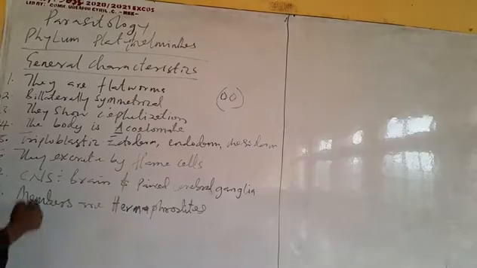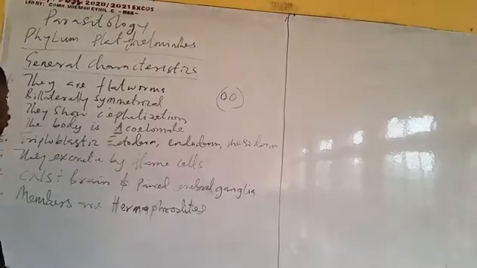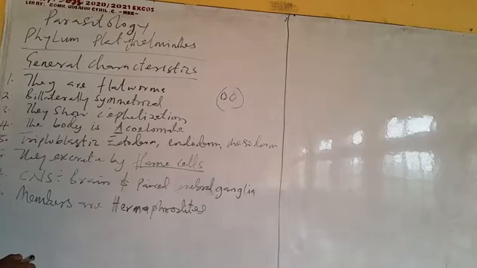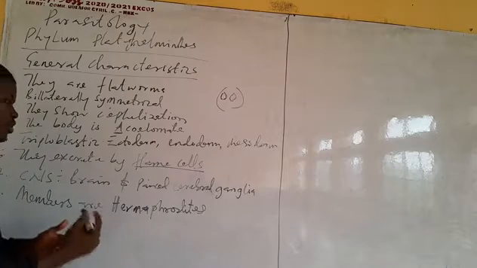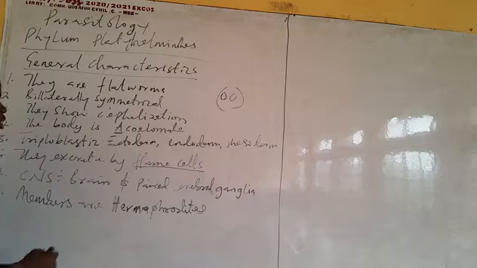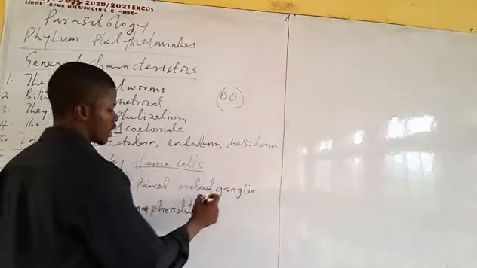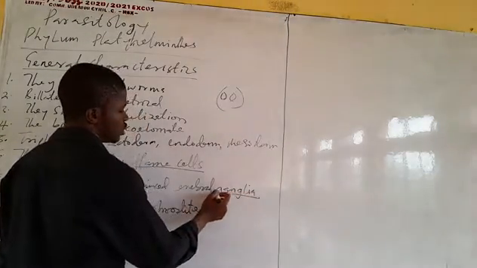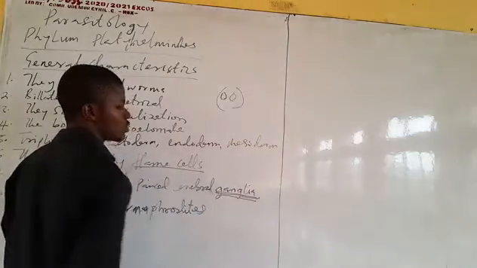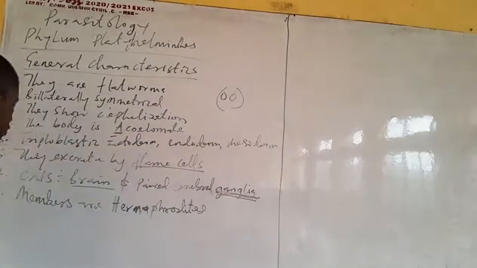The system we need to know is that they excrete by flame cells through the body pore. They excrete by flame cells. So take note. Number 7, the central nervous system is made up of the brain and paired cerebral ganglia. Ganglia is the smallest unit of the nervous system. So please take note.